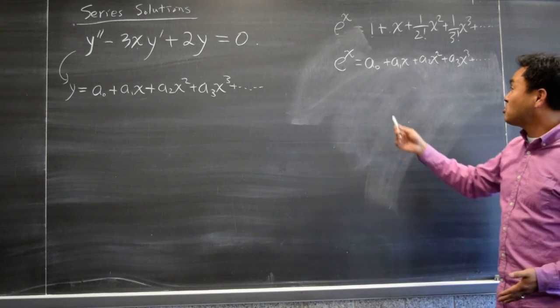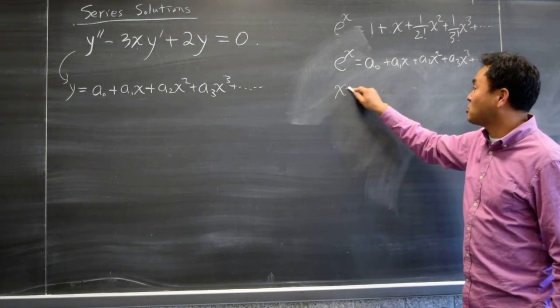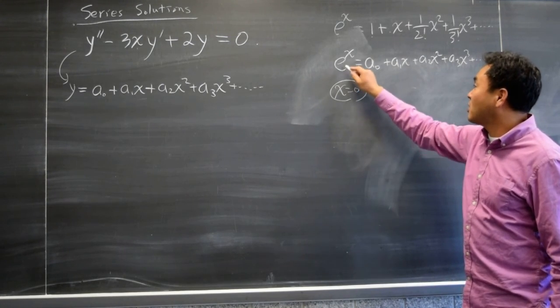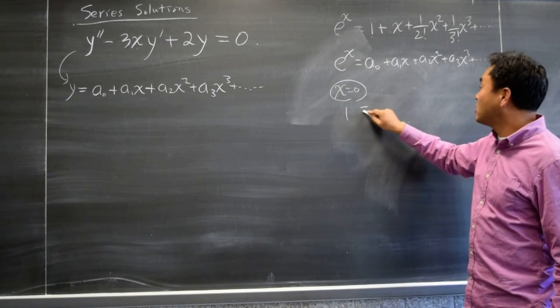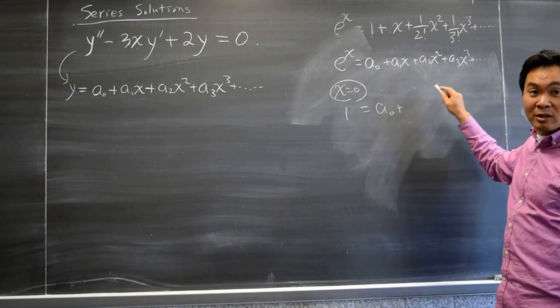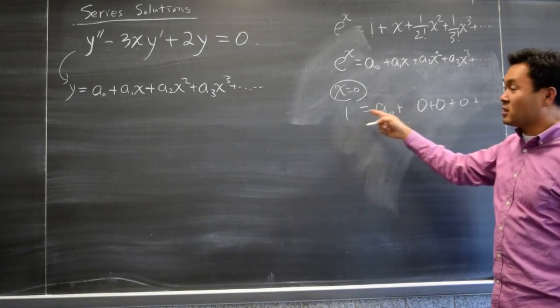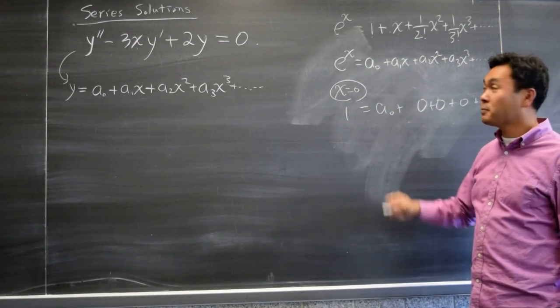And then to figure out what a0, a1, a2, a3 are, you just plug in x equals 0, and you get e to the 0th power is 1. On the right side you get a0, but anything that has x in there will give you what? 0, right? So that immediately gives you that a0 is 1, right?